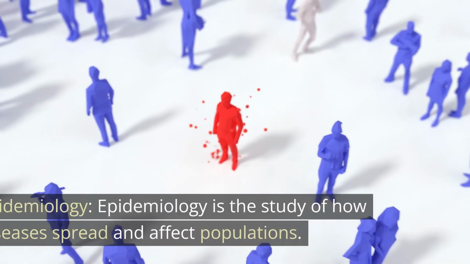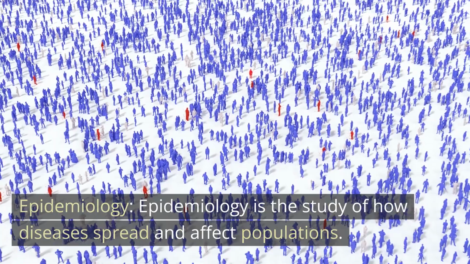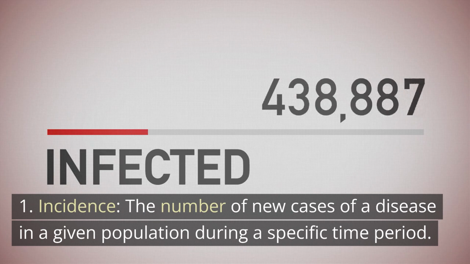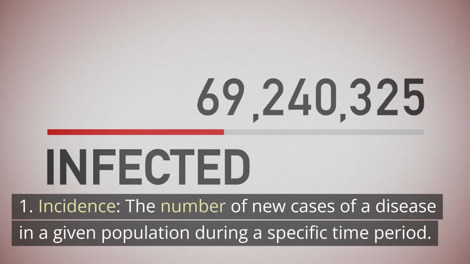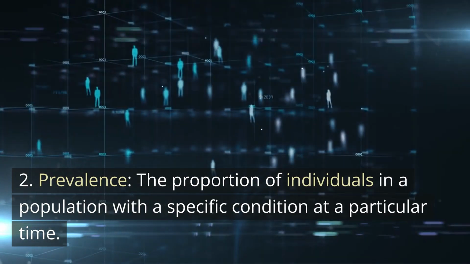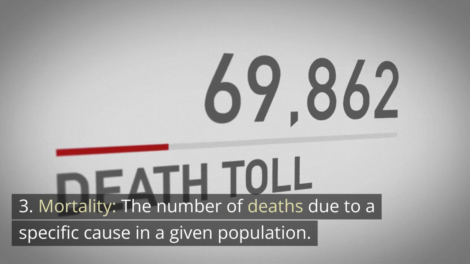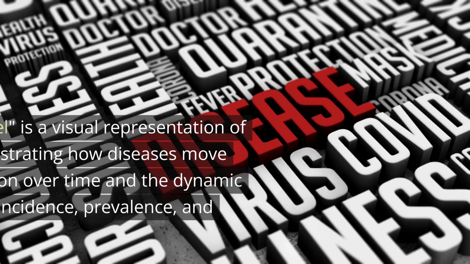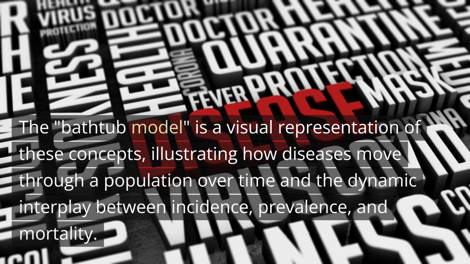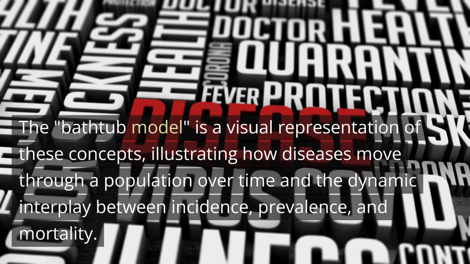Epidemiology. Epidemiology is the study of how diseases spread and affect populations. Key terms include: 1. Incidence, the number of new cases of a disease in a given population during a specific time period. 2. Prevalence, the proportion of individuals in a population with a specific condition at a particular time. 3. Mortality, the number of deaths due to a specific cause in a given population. The bathtub model is a visual representation of these concepts, illustrating how diseases move through a population over time and the dynamic interplay between incidence, prevalence, and mortality.